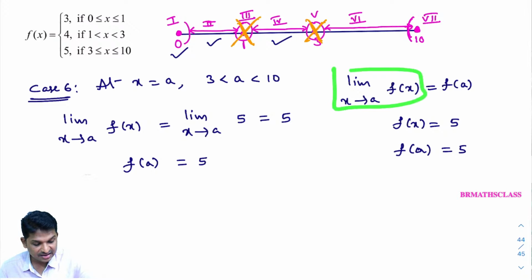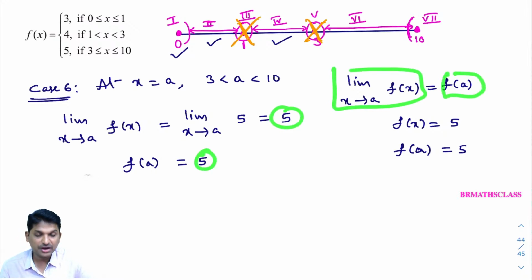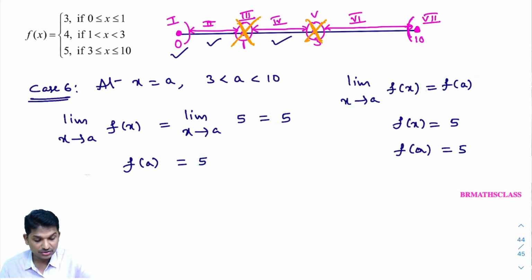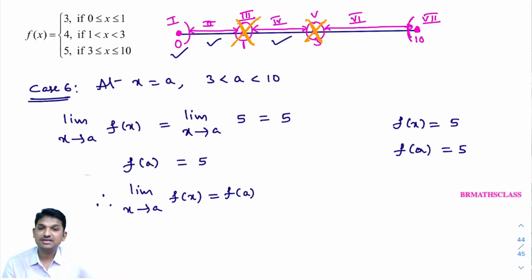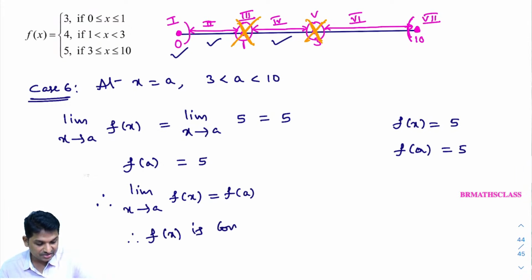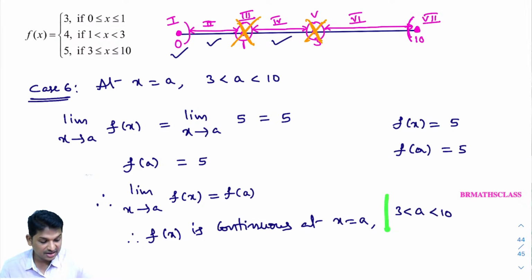What happened? I calculated the limit and got 5. I calculated f of a and got 5. From that I can say these two are equal. So I got that the limit as x approaches a of f of x equals f of a. Therefore, I can say that f of x is continuous at x equal to a. What do you know about a? 3 less than a less than 10. So the function is continuous in this zone. I checked the continuity in this zone and got that it is continuous in this part. Okay, tick mark for this. So total 6 cases are over.